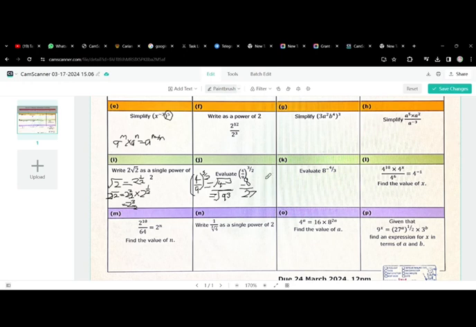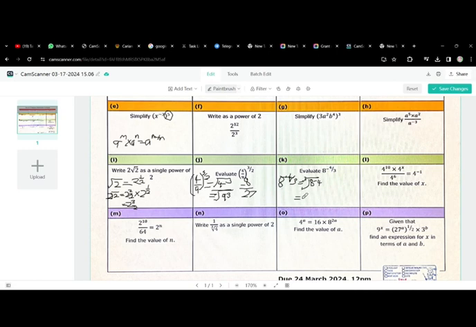Okay, so now we'll be moving on to question K. So 8 to the power of negative 4 over 3 equals 3 negative 3, square 8 negative 4.